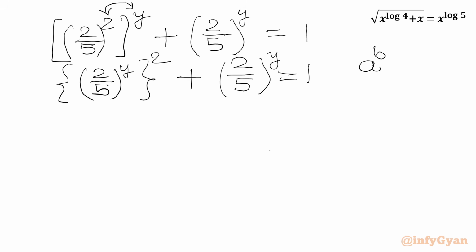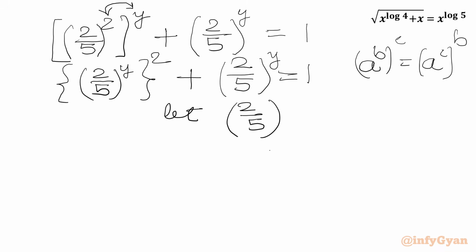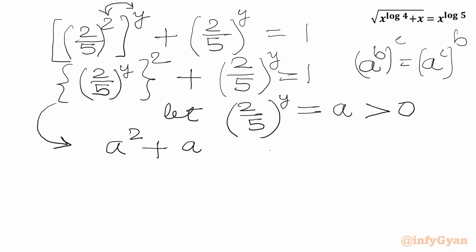The property is a power b whole power c can be written as a power c whole power b. Now let us assume 2 over 5 whole power y is equal to a. A is exponential, so a must be greater than 0. Now we'll write our exponential equation in terms of a. So it will become a power 2 plus a equal to 1. Now it is converting into a quadratic equation. So we'll write a square plus a minus 1 equal to 0.